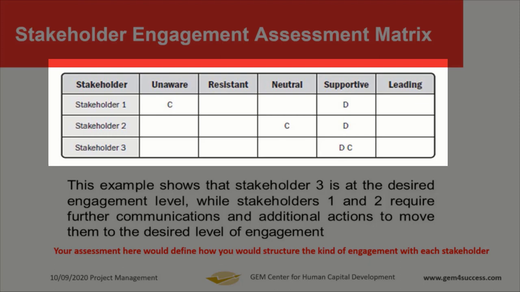Are you able to do this for all your stakeholders? For example, from this you can know that, okay, we want stakeholder 1 to be supportive. What do we need to do to change the status from being unaware to being supportive? Your assessment here will define how you would structure the kind of engagement with each stakeholder.